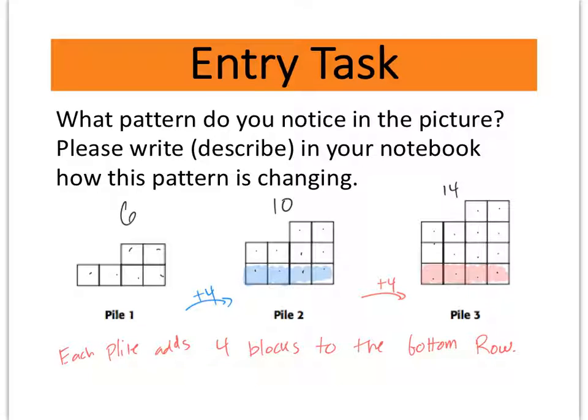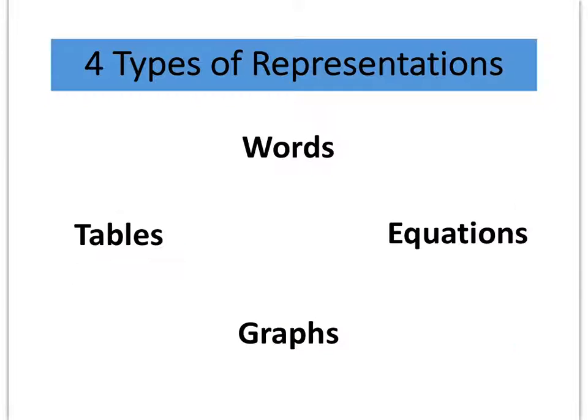So this is one of those patterns that's linear, and it has a consistently growing pattern shape to it. So for every pile I go up by 4 blocks, and that is a relationship between two quantities that represents a rate of change or a slope.